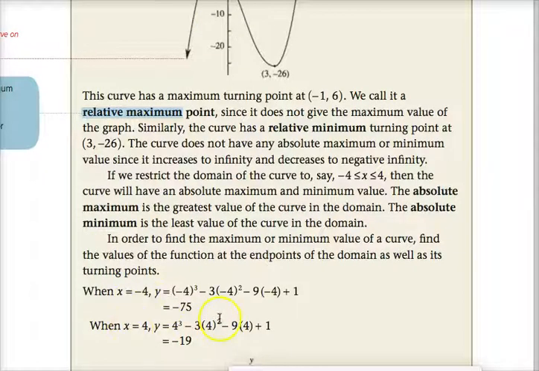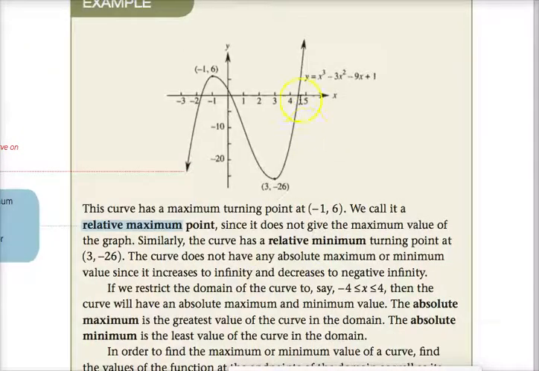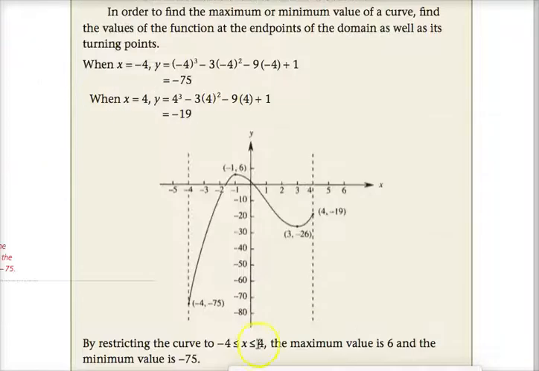Now if we substitute x is 4 into the equation, we get -19, so when x is 4, y is -19. This is obviously not higher than when x is -1, y is 6. So therefore the absolute maximum will be where the relative maximum is, if you're just looking at the domain from -4 to +4. If we see that drawn down here, where we're restricting the domain from -4 to +4, you just find the coordinates of the endpoints of the graph, and we can see that we've got a maximum value of 6, but our minimum value is -75.